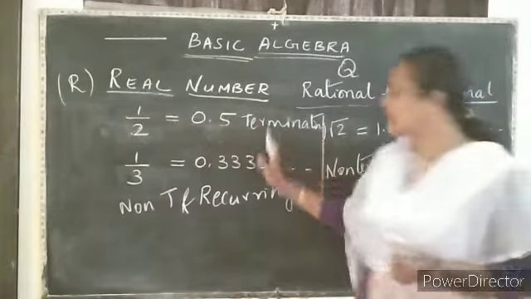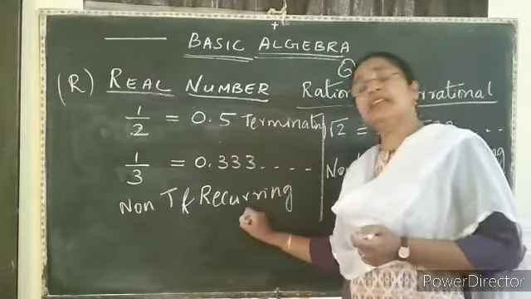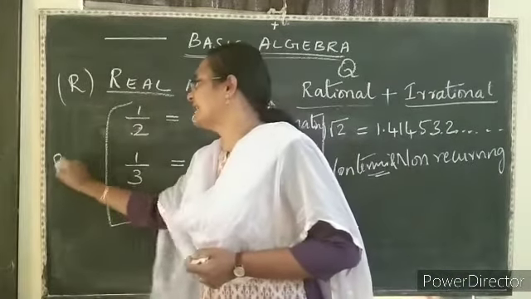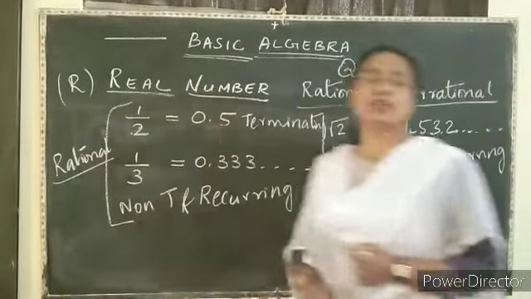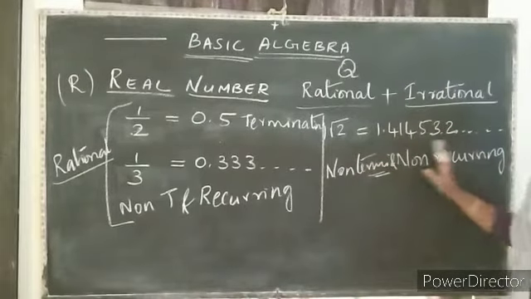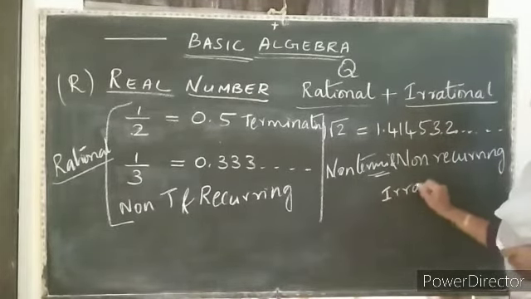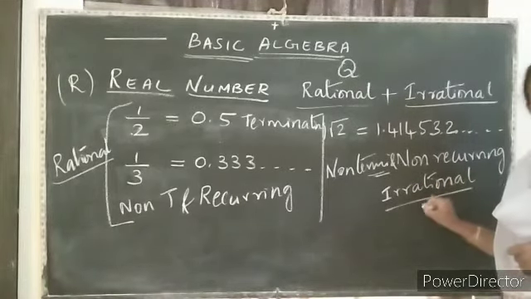Now if the numbers are terminating, or non-terminating but recurring, these two numbers are termed as rational numbers. These two numbers are termed as what? Rational numbers. If it is non-terminating and non-recurring, this is termed as what? Irrational number. So this is a very important basic concept.